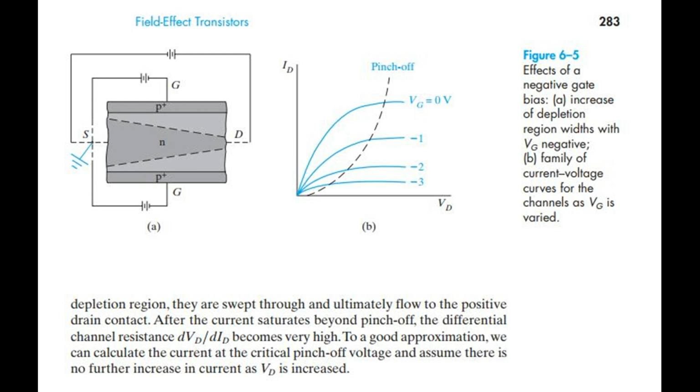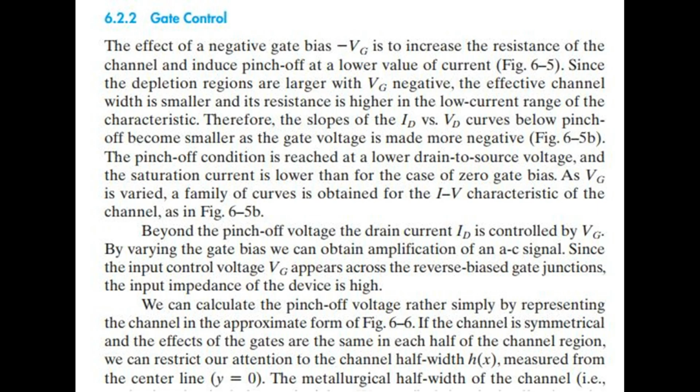Figure 6.5. Effects of negative gate bias. A, increase of depletion region widths with negative gate voltage. B, family of current-voltage curves for the channels as gate voltage is varied. Gate control. The effect of a negative gate bias, Vg, is to increase the resistance of the channel and induce pinch-off at a lower value of current, Fig 6.5. Since the depletion regions are larger with Vg negative, the effective channel width is smaller and its resistance is higher in the low current range of the characteristic.